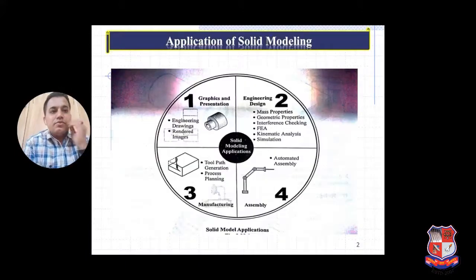Okay, so the first application: solid modeling has 4 main basic applications. First application is graphics and presentation, which means this kind of application we already learned in first year engineering drawing and rendered images. Second is engineering design. So what is engineering design? It consists of the basic mechanical properties like mass properties, geometric properties, interference checking, FEA, kinematic analysis, and simulations.